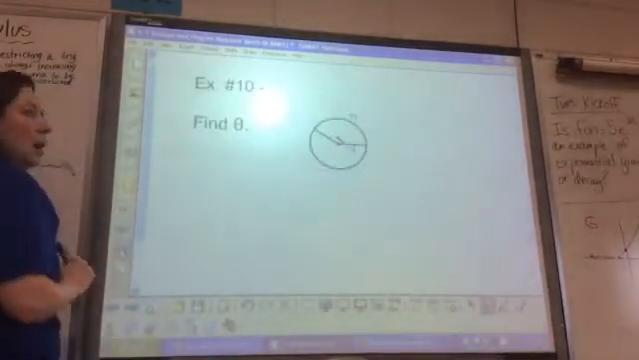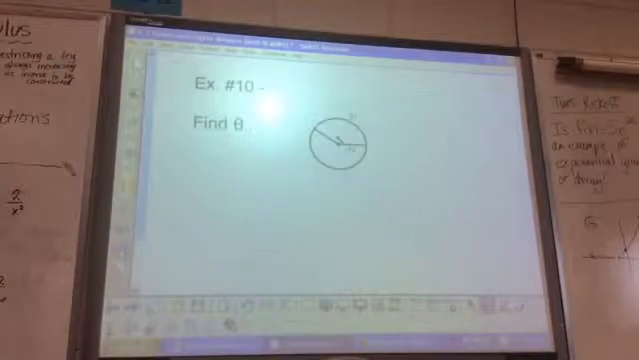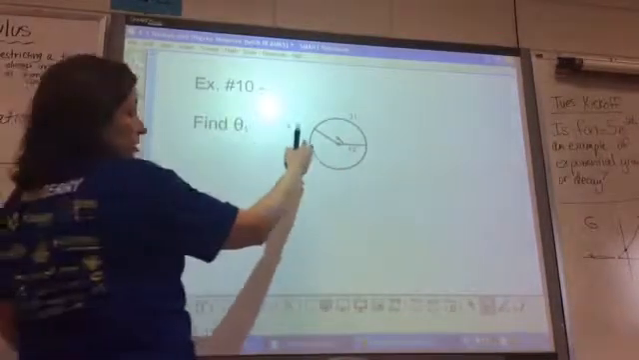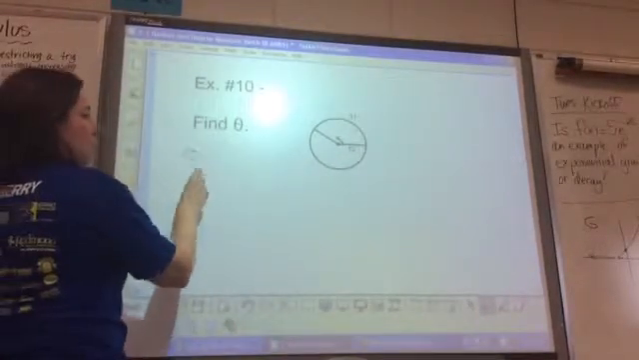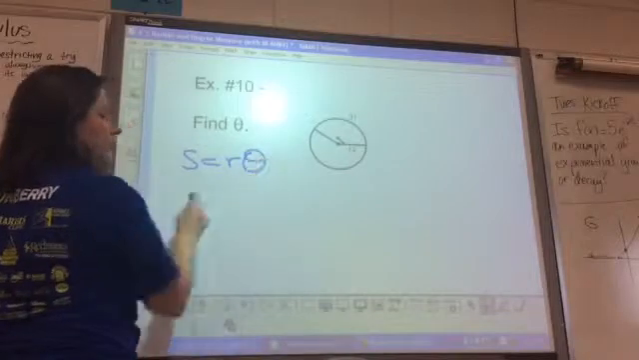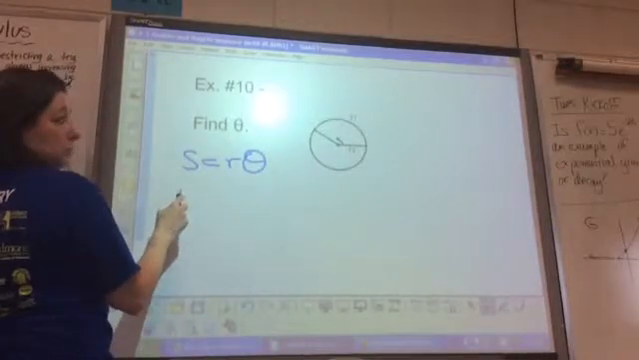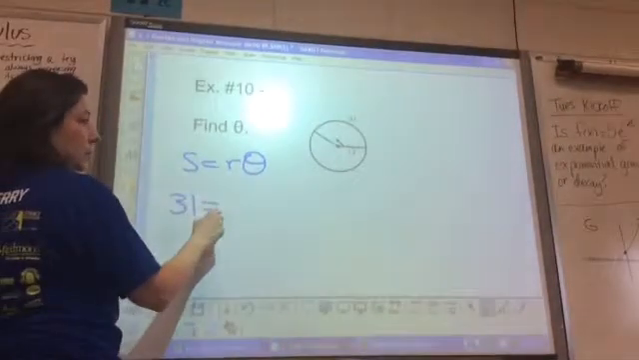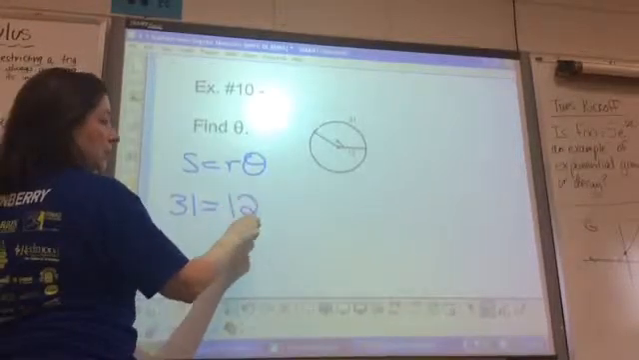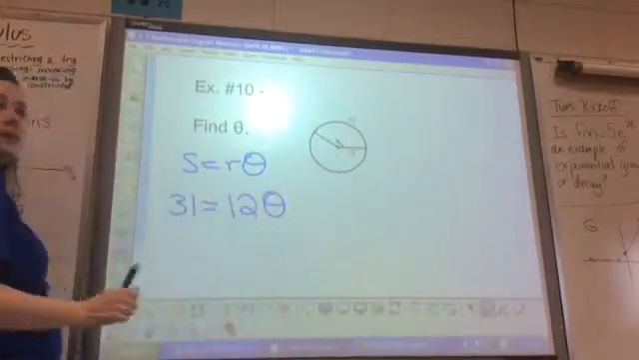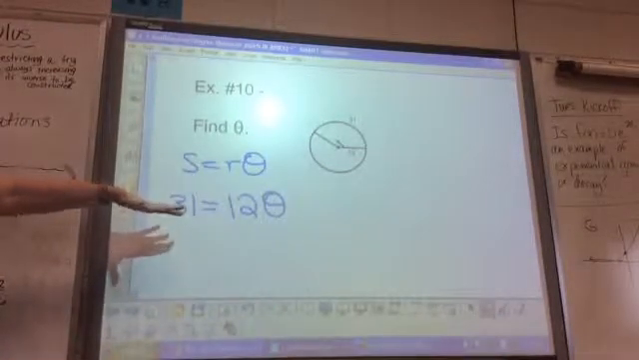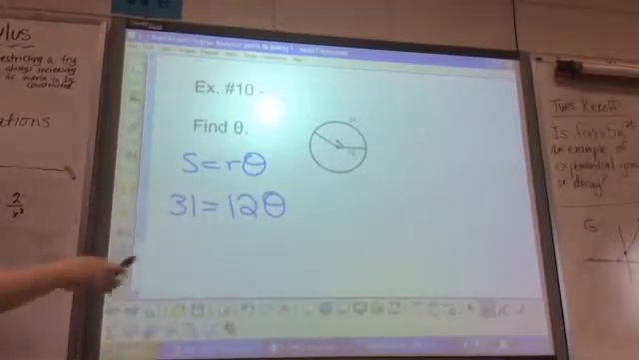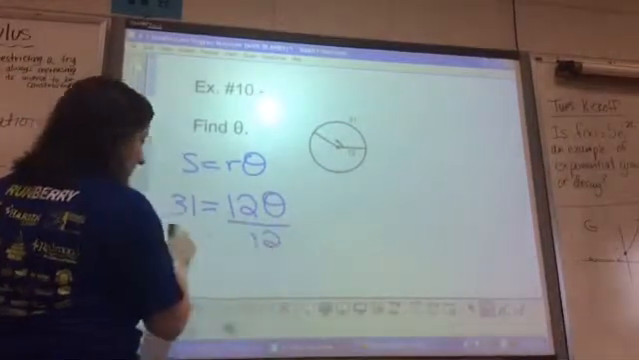So, all right, here's a case where they give you just the picture. So they could say it in words, they could say it in picture. And here we're looking for theta, we're not looking for S. So same formula. S is what? 31. Radius. And we're looking for theta. So if you plug in and need to solve for theta, you need to do what from here? Divide by 12. Very good. So get theta by itself, basically.